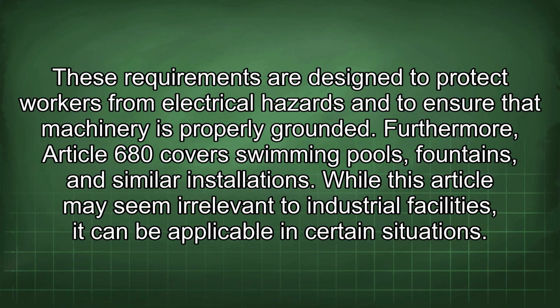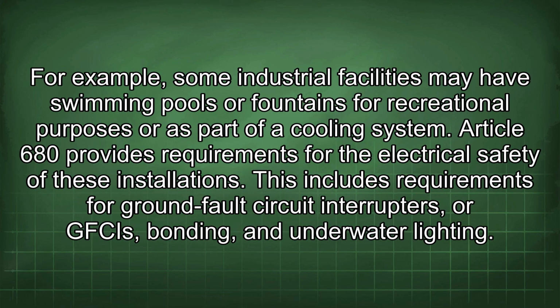Furthermore, Article 680 covers swimming pools, fountains, and similar installations. While this article may seem irrelevant to industrial facilities, it can be applicable in certain situations. For example, some industrial facilities may have swimming pools or fountains for recreational purposes or as part of a cooling system. Article 680 provides requirements for the electrical safety of these installations. This includes requirements for ground fault circuit interrupters, or GFCIs, bonding, and underwater lighting.